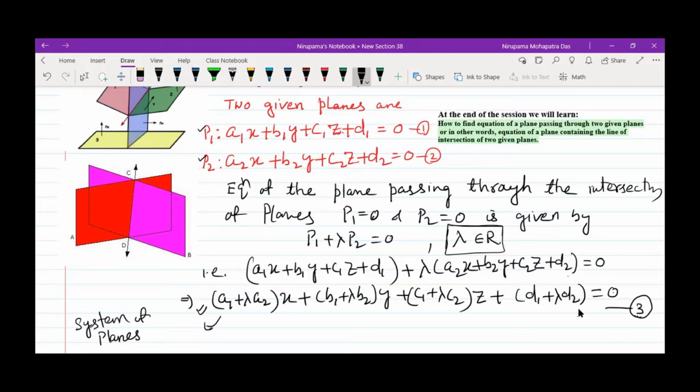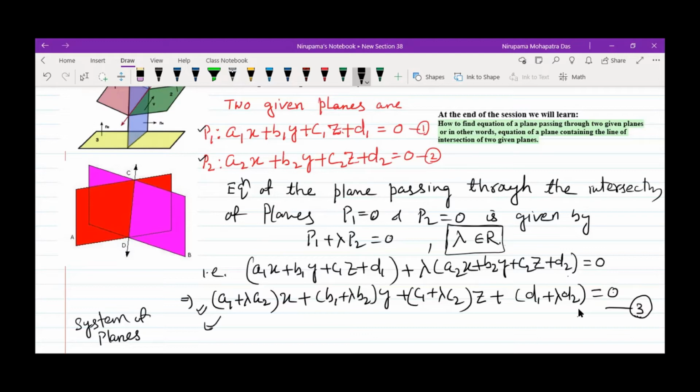For example, the condition may be the plane passing through the intersection of two given planes and passing through a particular point. Similarly, the condition may be passing through the intersection of two given planes and perpendicular to another plane, or having equal intercepts, or having x intercept equal to so and so. All these additional conditions will be given to get the required plane.